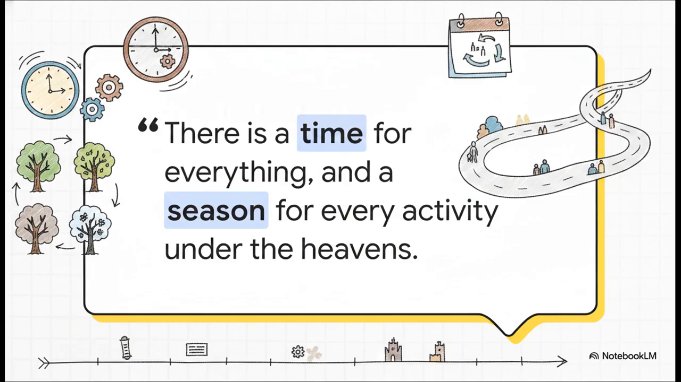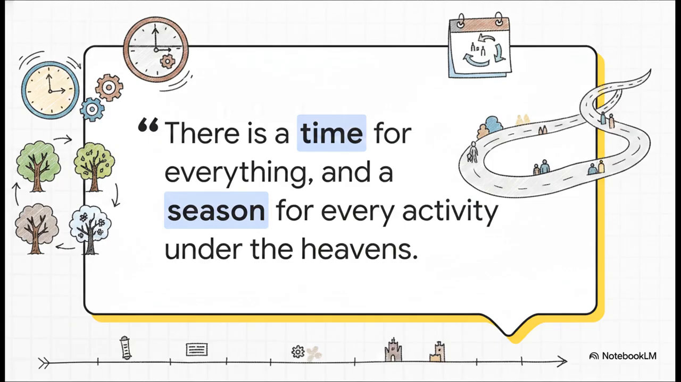But to really grasp this rhythm, we need to look at some foundational wisdom. Ecclesiastes 3:1 tells us, "There is a time for everything and a season for every activity under the heavens." I want you to really think about that for a second. A time and a season for everything. This ancient scripture perfectly explains the why behind learning history in the first place.